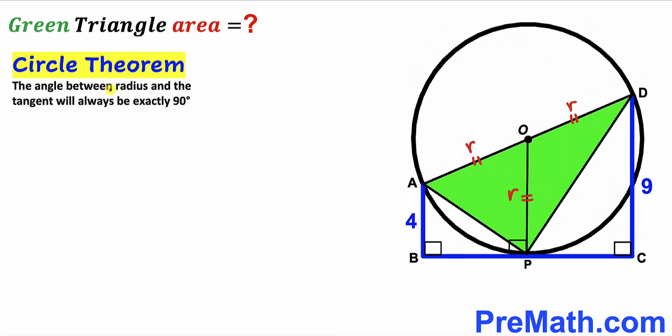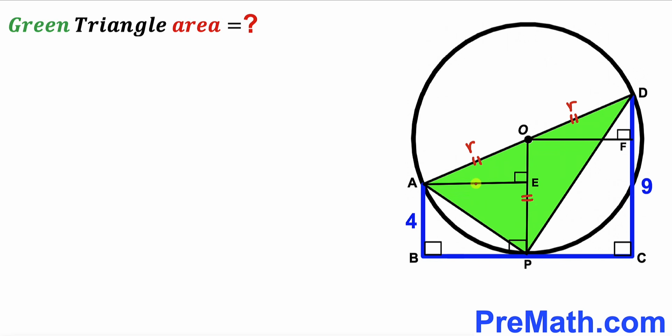According to this theorem, the angle between the radius and the tangent line will always be exactly 90 degrees. So no wonder this angle has got to be our 90 degrees angle, since this is our radius and this is our tangent line. And now in this next step, I have dropped this perpendicular AE on this radius OP. And likewise, I have dropped this perpendicular OF on this side CD as well.